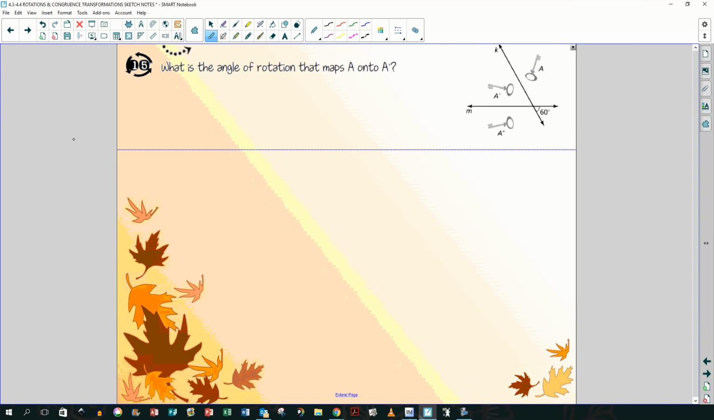And the last here, what is the angle of rotation? All right, so this is 60 degrees, therefore this over here is 60 degrees. So that means this is 120, which means this is 120. So what is the angle of rotation that maps A to A double prime? To go from here to here is 120 degrees.